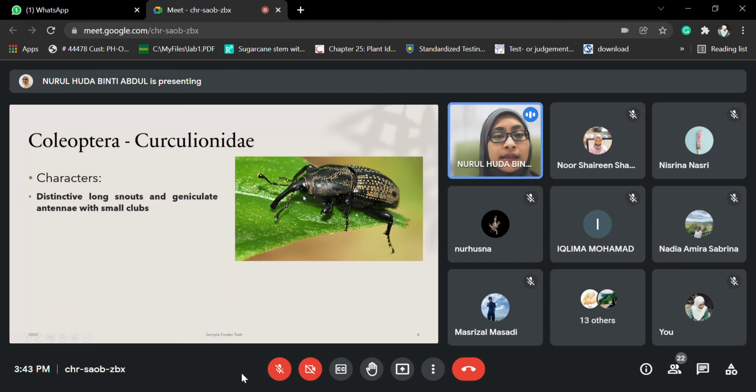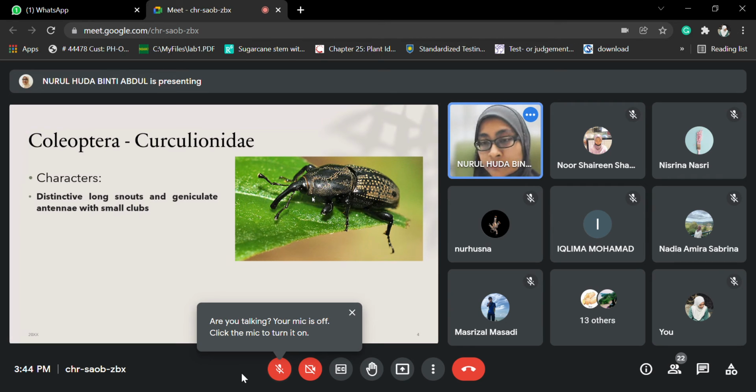Other than that, what are the characteristic do you think insect ni ada based on the picture? Okay, anyone want to start? Because this is a discussion tau. You have to give your opinion based on the picture. Which part actually you want to describe? Okay, anyone? Elytra. Okay, they have elytra.